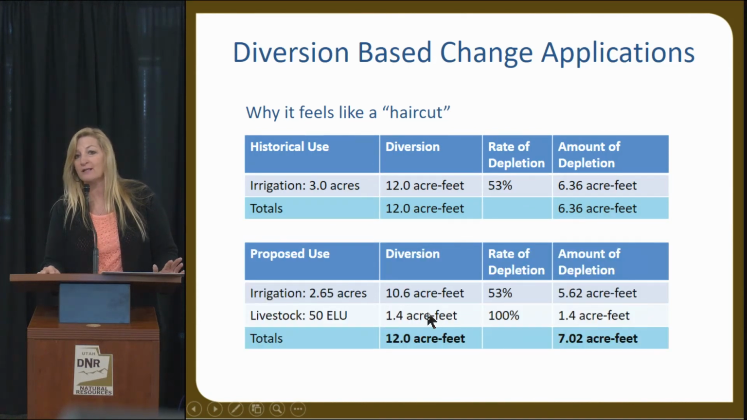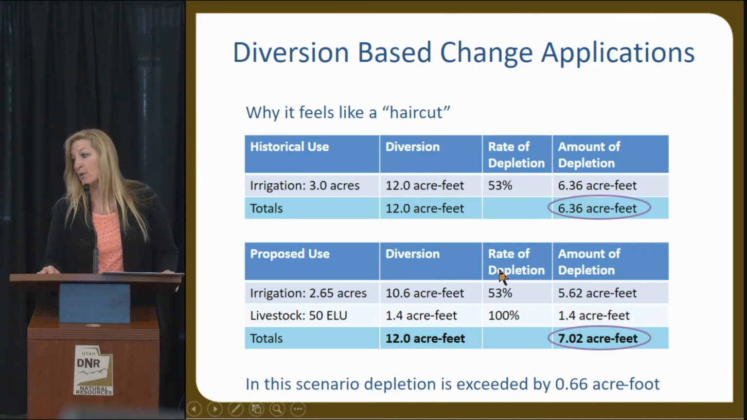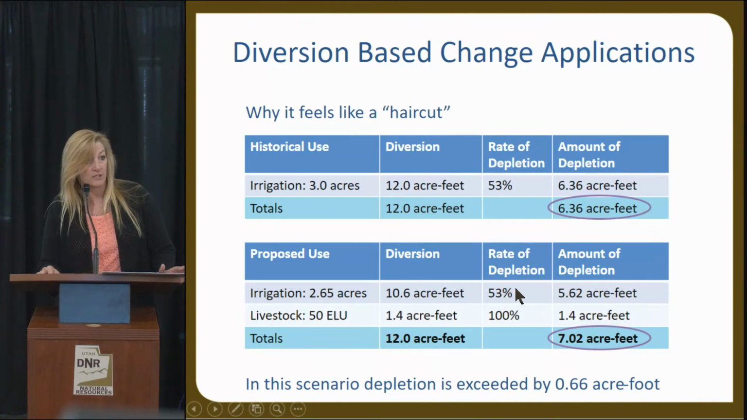If we said, we're not going to take depletion into account, we're just going to go straight across and keep our 12 acre feet irrigation or diversion, our depletion now, with the 50 head of livestock being 100% depleted, is 7.02 acre feet, which exceeds our historical 6.36 by 0.66 acre feet. So you, in effect, have tried to enlarge this water right just based on changing your uses. Any questions on this?